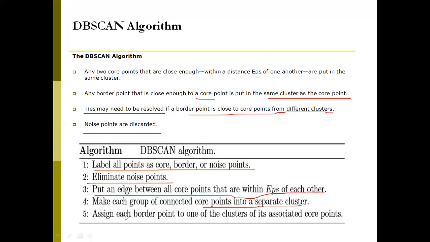And finally, what do we have to do in the fifth step? If we have border points, assign each border point to one of the clusters of its associated core points. If possible, your border points are also assigned to your core points or core clusters. Right, this is the algorithm of DBSCAN. And these steps are repeated.